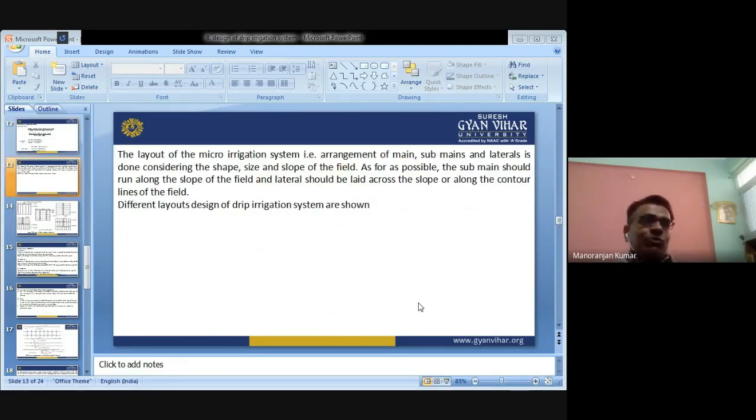The layout of the micro irrigation system, that is the arrangement of main, submain and lateral, is done considering the shape, size and slope of the field. As far as possible, the submain should run along the slope of the field, not across the slope, and the lateral should be laid across the slope or along the contour line.